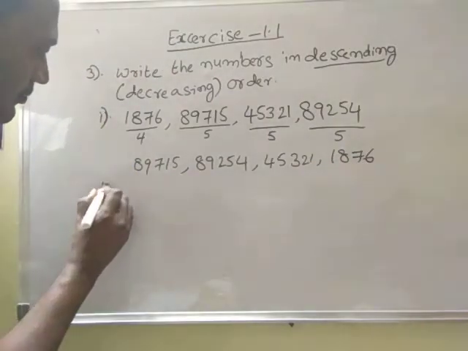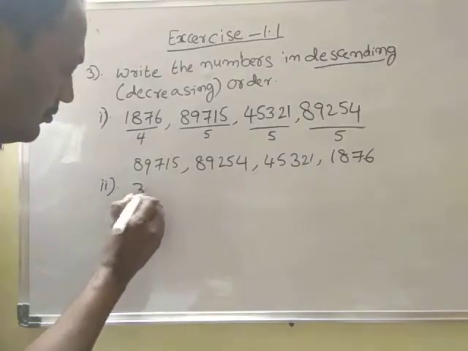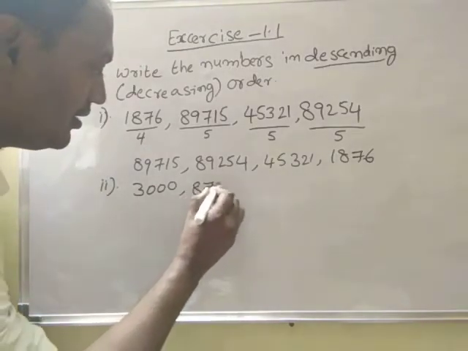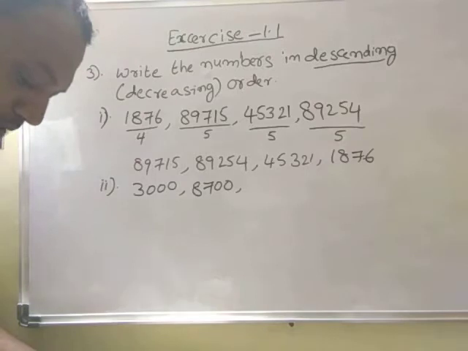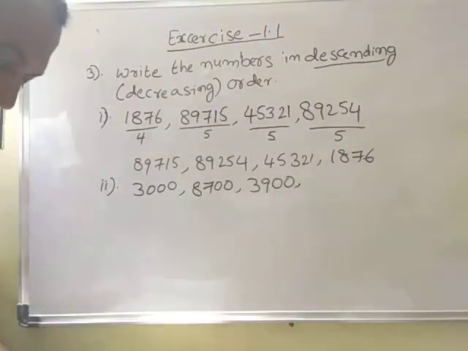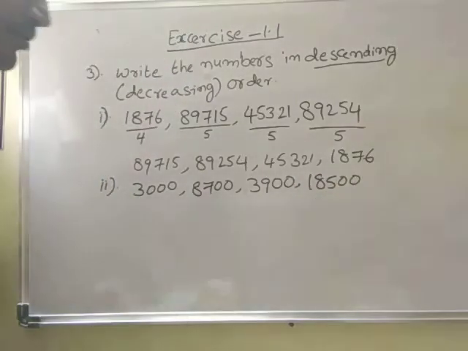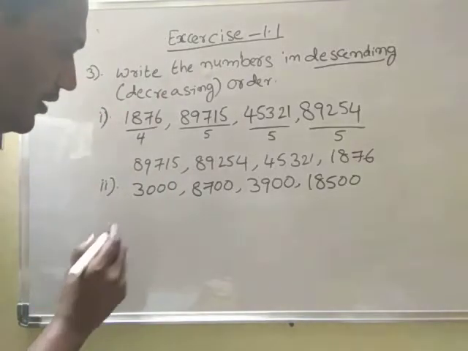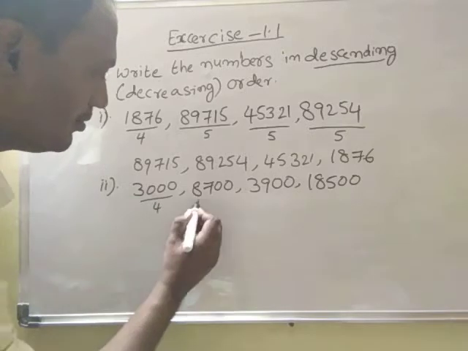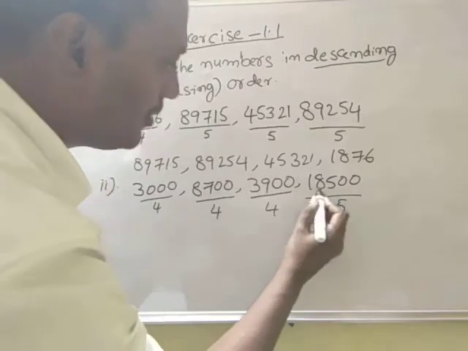Okay, second problem. What is the second one? 3,000, 8,700, 3,900, 18,500. First, what do you have to write? The highest number first. First count the digits. 1, 2, 3, 4: this is 4 digits. This is 4 digits. This is 4 digits. This is 5 digits: 1, 2, 3, 4, 5.